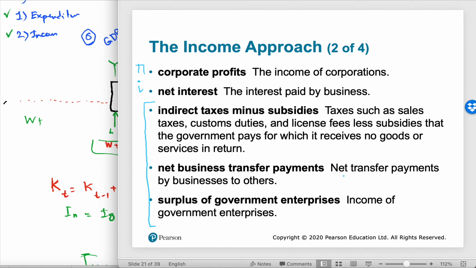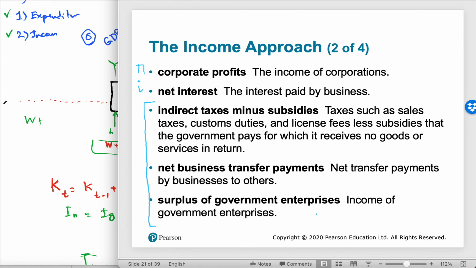Net business transfer payments. It is like some companies supporting research to cure cancer or HIV/AIDS, things like that. So transfer payments are like a gift given from one party to another party. This is in the business contribution. So that generates income for some. So that is considered as another component of the income approach.